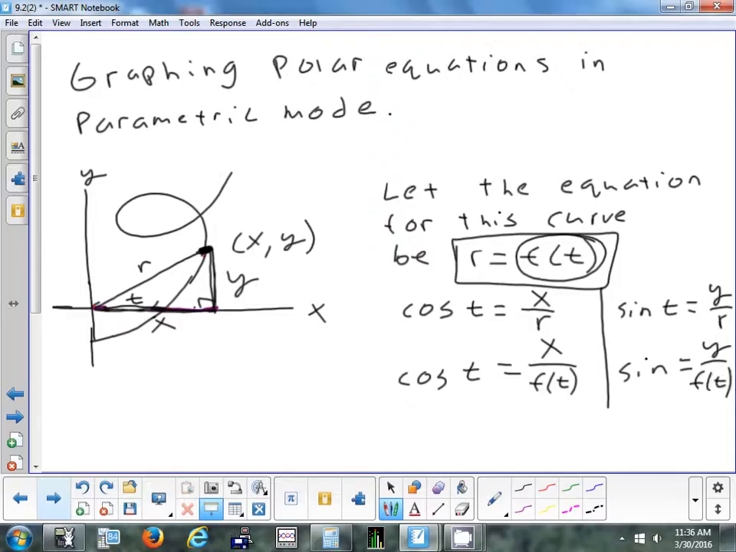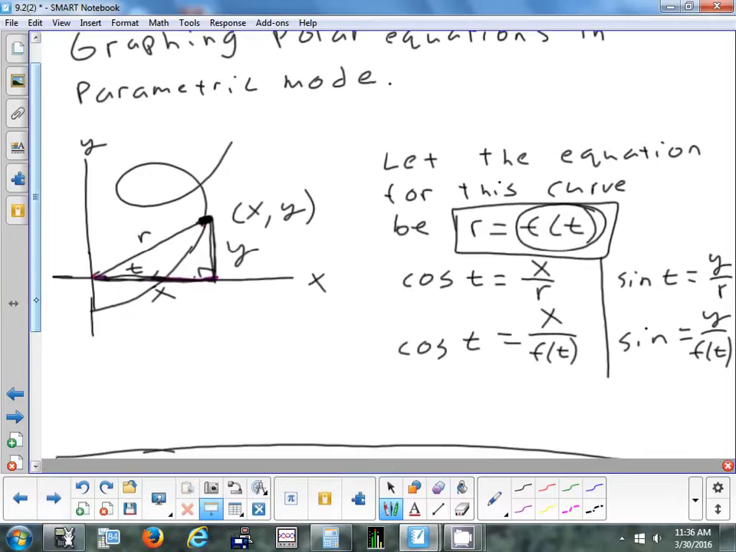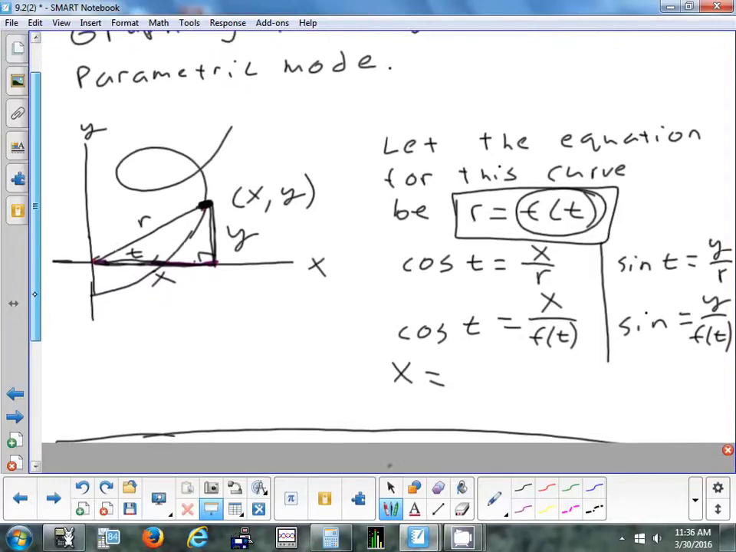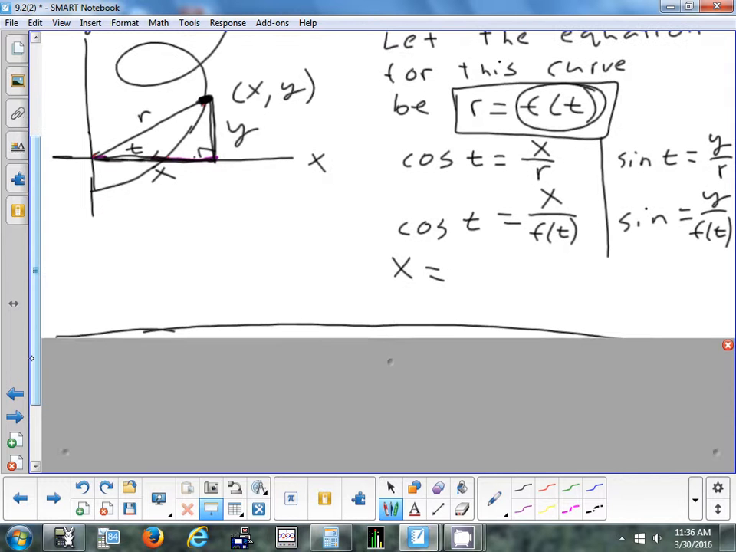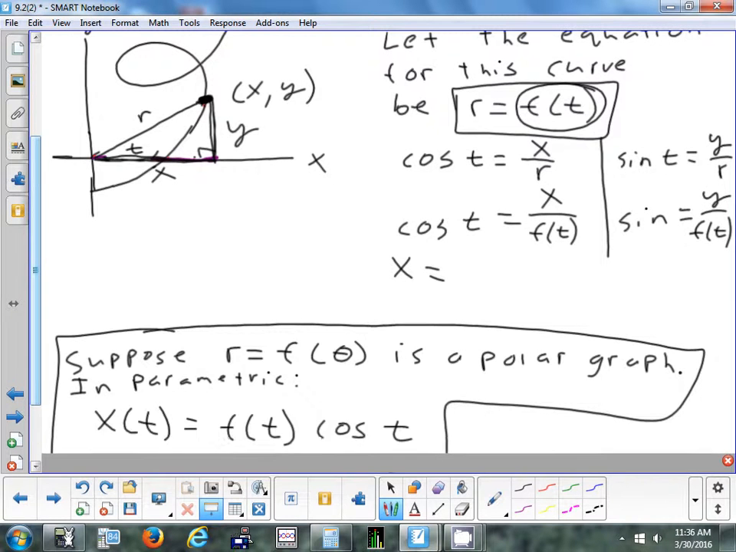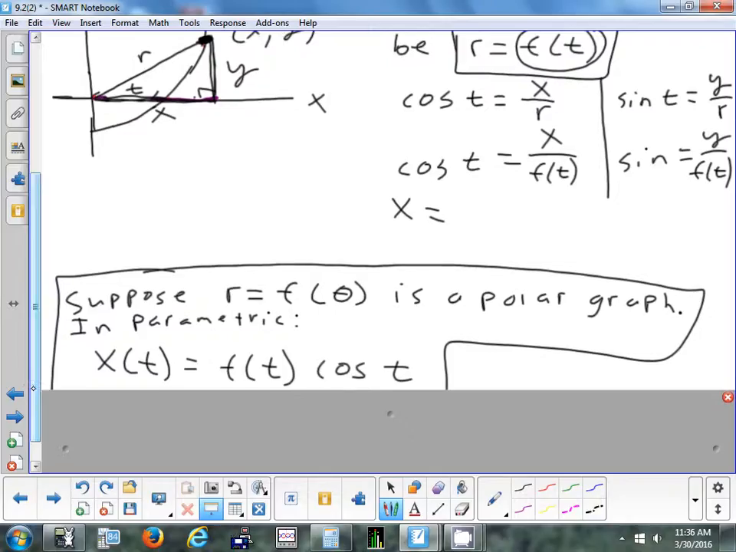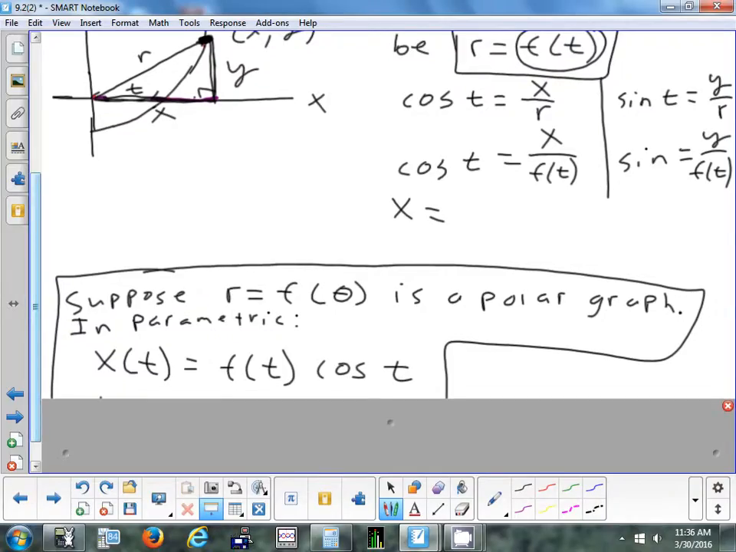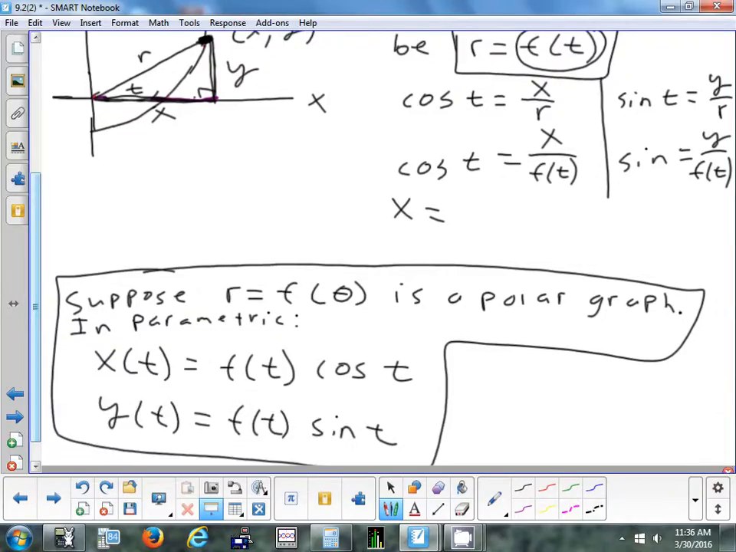All right, so now let's get our formula for x. What will x equal? f of t cosine t. Yep, x equals f of t cosine t. I already have it written, so I'm not going to write it again. And how about y? f of t sine t.